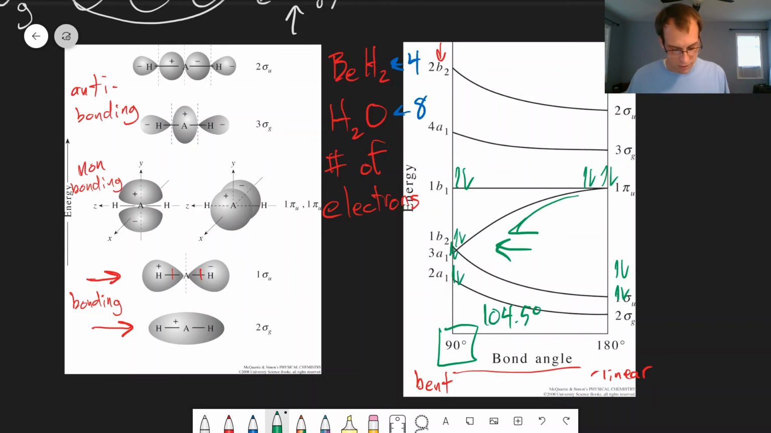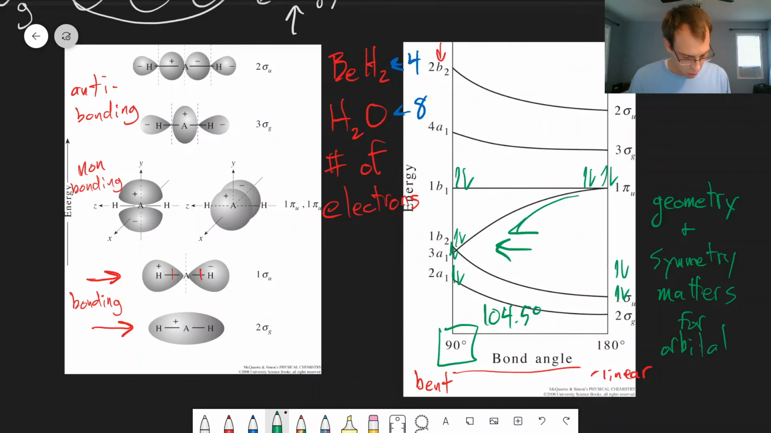And so that's a general principle that applies here, that geometry, and I'll say symmetry, matters for orbital energies. So you'll have a chance in your homework to look at some additional examples of Walsh diagrams of slightly different systems, and use these concepts and apply them to a different sort of system.